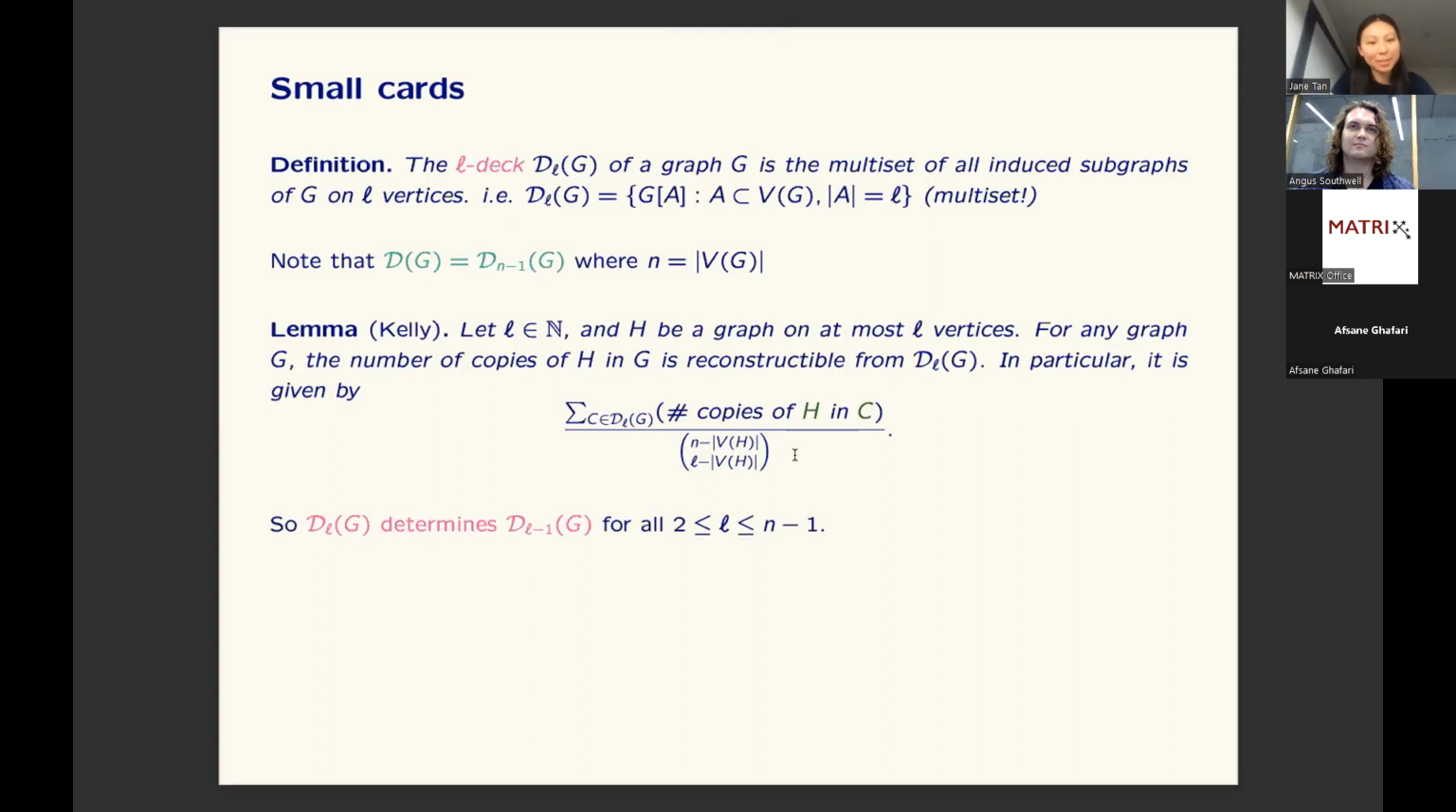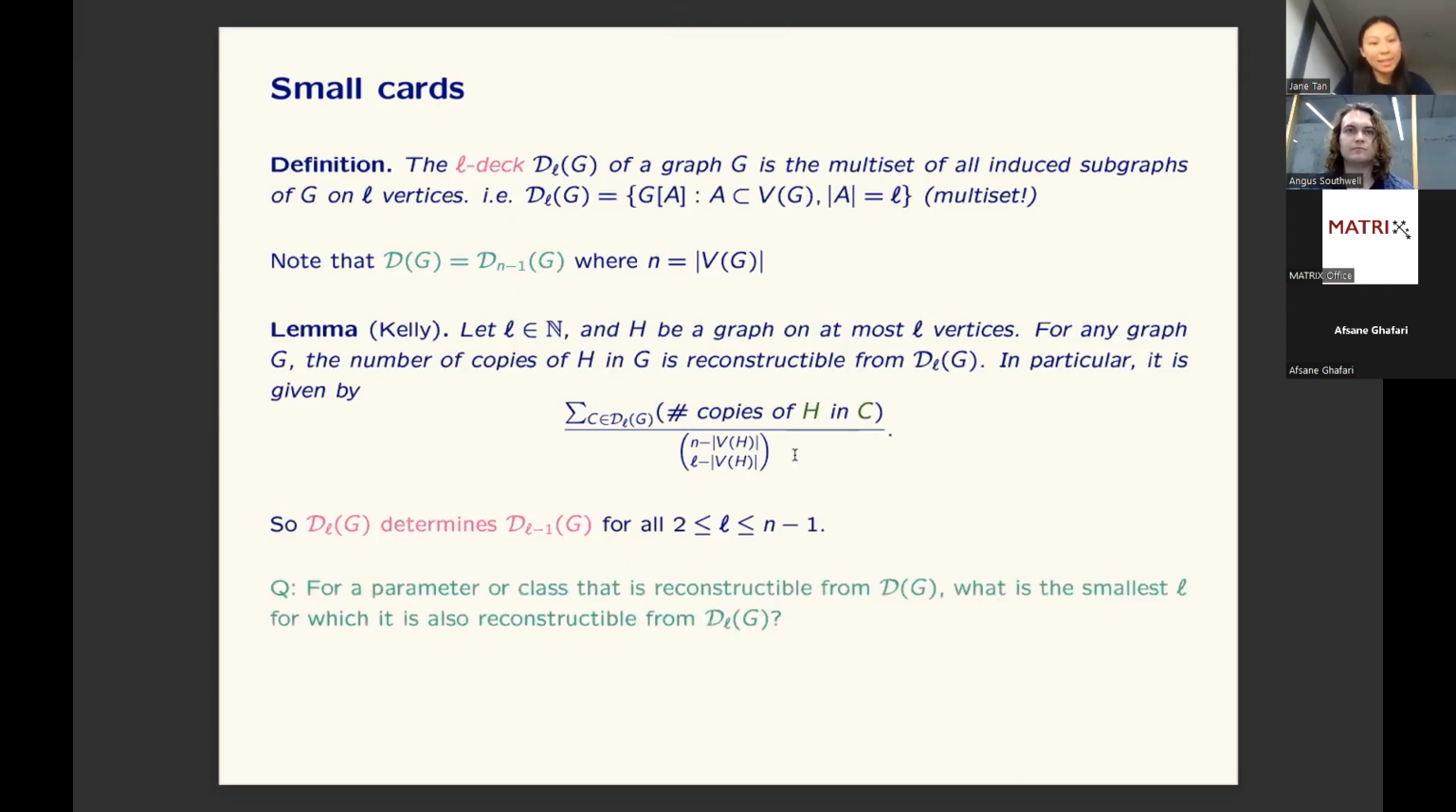What this shows in particular is that if I have the L deck of a graph, it determines the L-1 deck. Because if I'm given the L deck, I can look at all graphs on L-1 vertices and run Kelly's lemma. That tells me the number of copies, which is actually just the multiplicity of this graph as a card in the L-1 deck. Given that, it makes sense to think, for a parameter or class that's reconstructible from the deck, what is the smallest L for which it's also reconstructible from the L deck? In this sense, we're limiting the information we have.